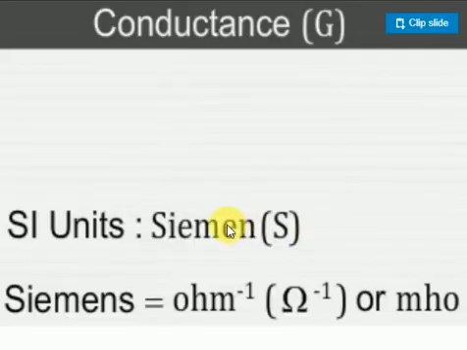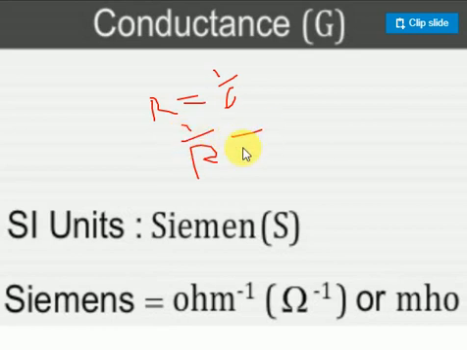So next one is conductance. Resistance is the opposite of conductance. Suppose I'm just taking the resistance, R is inversely proportional to conductance, 1 by C. Conductance is also represented as G only. So R is equal to 1 by G, or 1 by R is equal to G only.